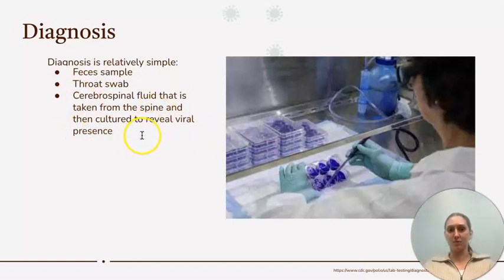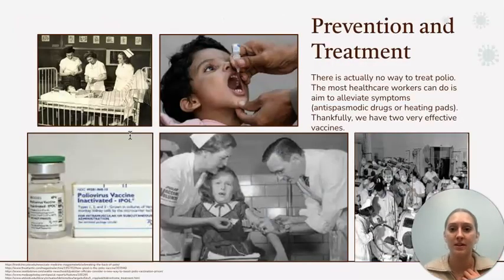So diagnosis is simple. That can be a feces sample, a throat swab, or cerebrospinal fluid that's taken, and essentially you just culture to reveal viral presence. And even though there's no way to treat poliovirus once it's present, we have lots of ways to prevent it. Our main goal with treatment is just to provide as much care and attention to ease the symptoms of patients, but we don't really have a cure for it.